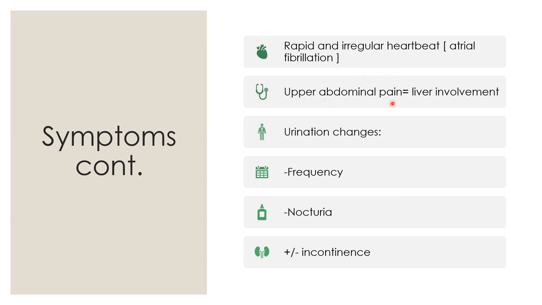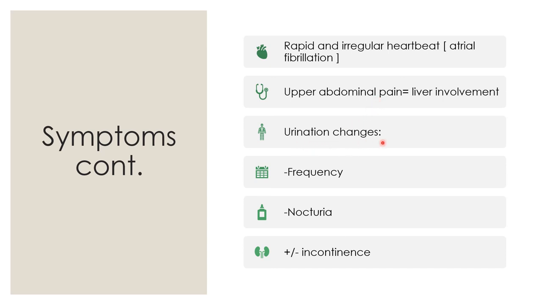Upper abdominal pain is telling us there's trouble with the liver. But we must be careful. There may be another problem entirely that's causing this abnormal pain in the upper abdomen.